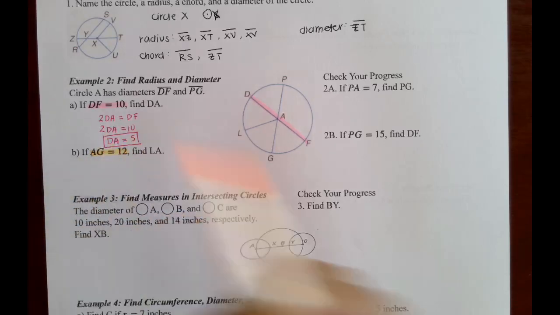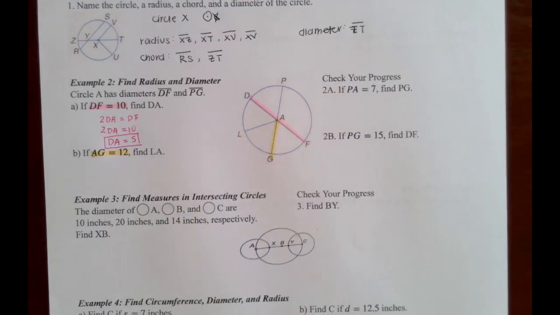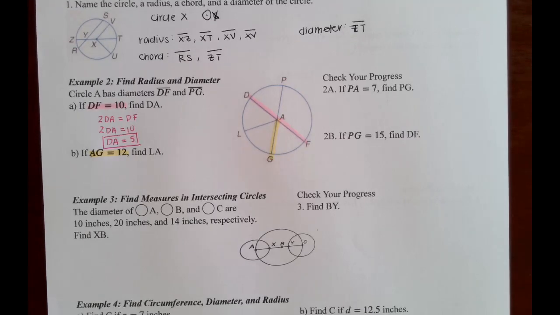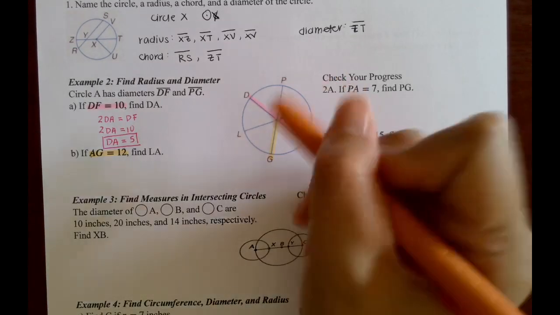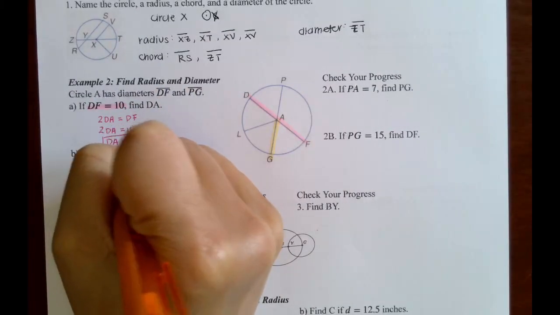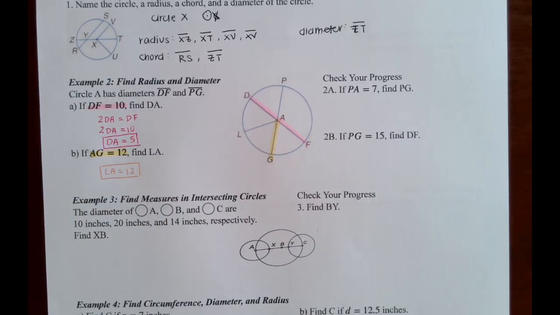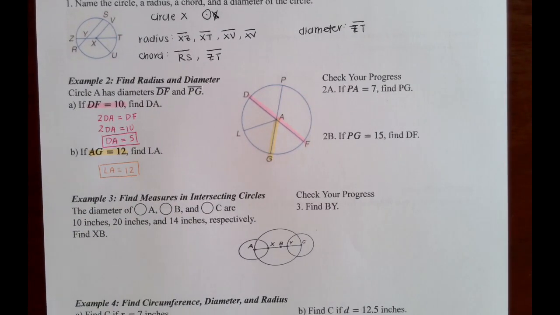AG is 12. Note that this here is a radius. So if AG is 12 and I want to find LA, also a radius, it has to be the same as well, because the radii of a circle are the same no matter where we're talking about. Okay, so why don't you try CYP 2A and 2B, and then come check your answer when you're done.